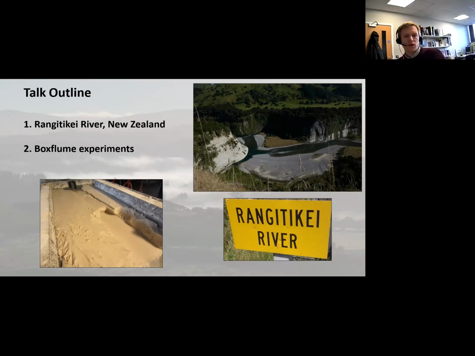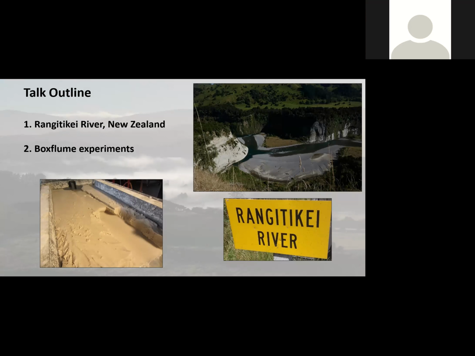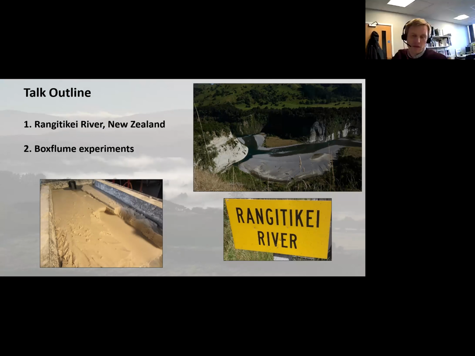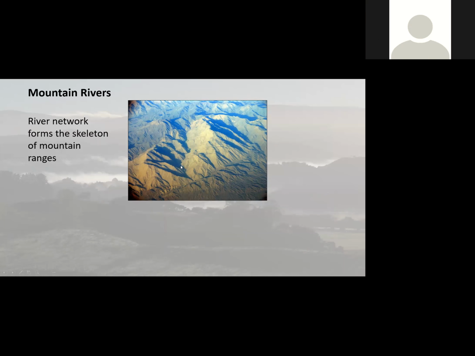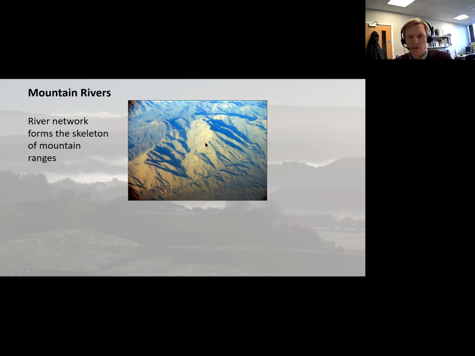I'm going to start with a very brief background section on mountain rivers. I appreciate that many of you will know this extremely well, probably better than I do, but there might be some people listening who aren't familiar with this, so I'll give some brief background. As I'm sure many of you know, the river network forms the backbone of any mountain range, and therefore it makes sense that the action of the rivers in the bottom of these valleys is fundamentally important in controlling the size, shape, and morphology of that mountain range.